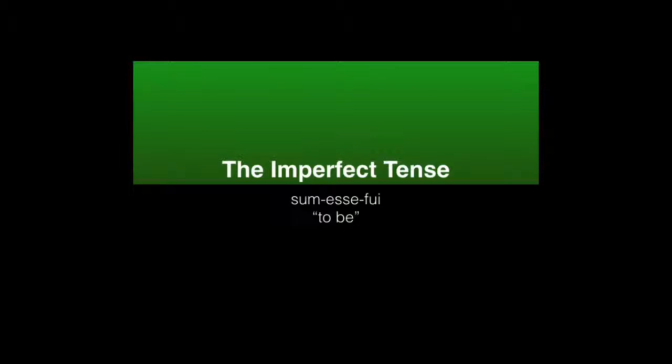Salvete discipuli. In today's lesson, we are going to be learning about the imperfect and future tense of the irregular verb to be. Make sure that you have your green chart so that you can write all of the notes on it.